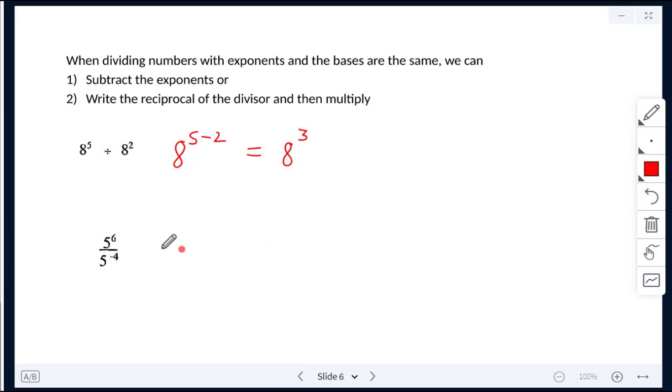All right. A common mistake students make is when there's a negative exponent. So here it's 5 to the power of 6 divided by 5 to the power of negative 4. So when you're writing this, your base is still 5, and it's 6 minus negative 4. So a lot of students forget that the exponent is negative, and they will just write 6 minus 4, which will be incorrect. All right, so it's still 6 minus negative 4. And that will give us an answer of 5 to the power of 10.